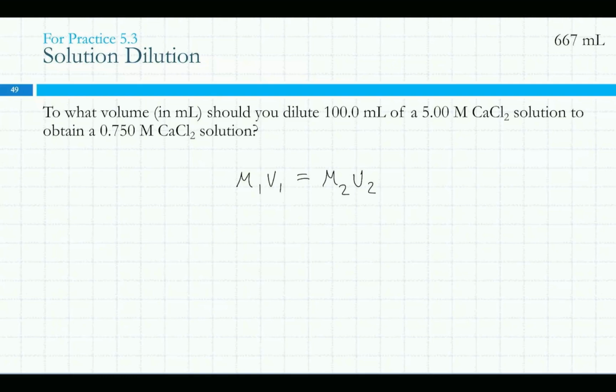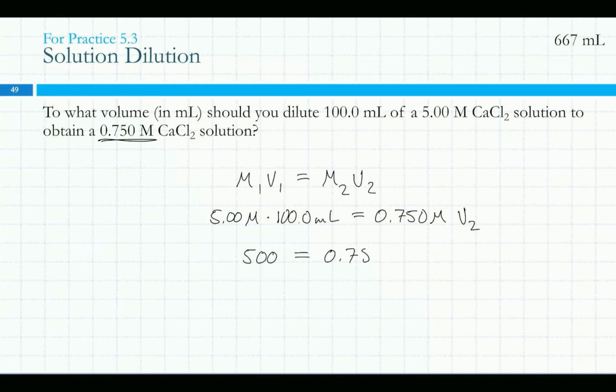So my M1 and my V1 are going to be 5.00 molar and 100.0 milliliters. And the concentration that I want is 0.750 molar, and V2 is what I'm going to solve for. So 5 times 100 is going to be 500, and we did milliliters divided by moles, milliliters, and liters. That equals 0.750 molar times volume. So now I divide both sides by 0.75.